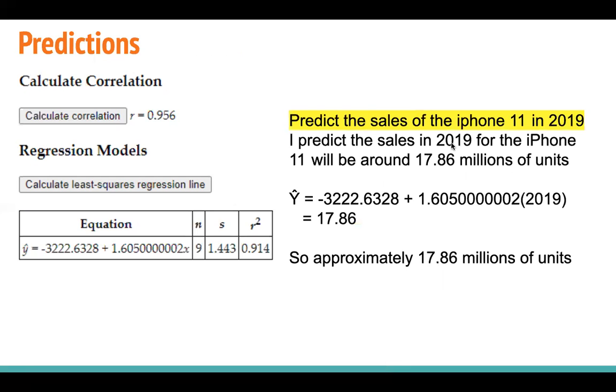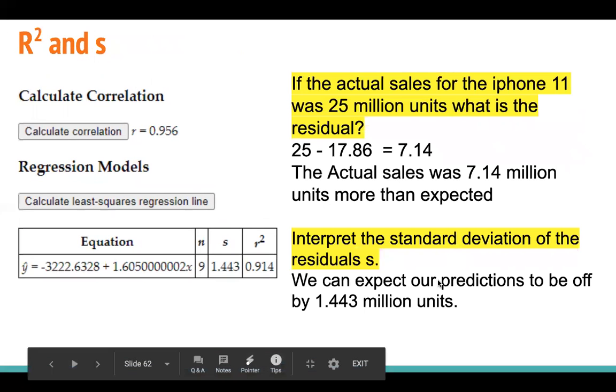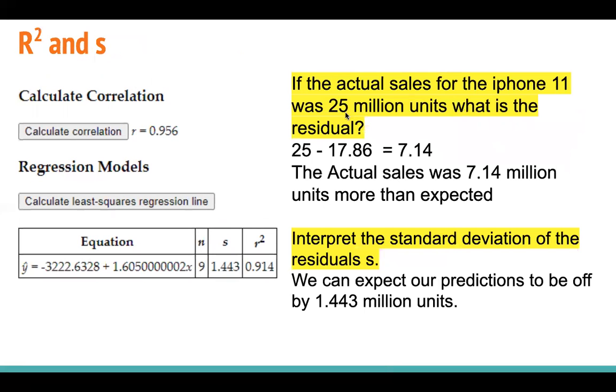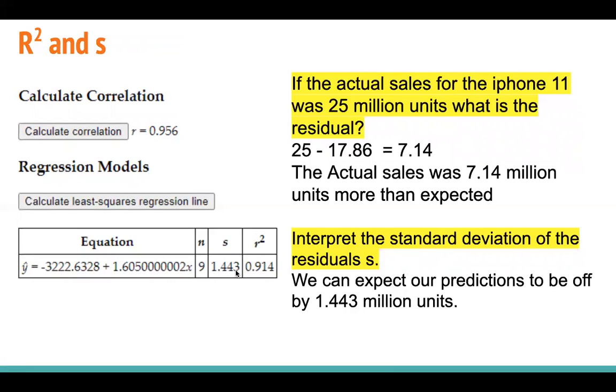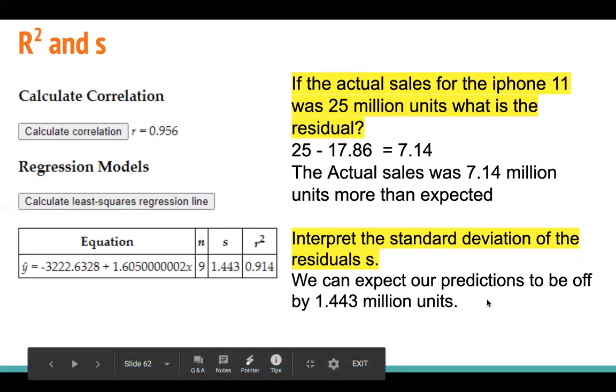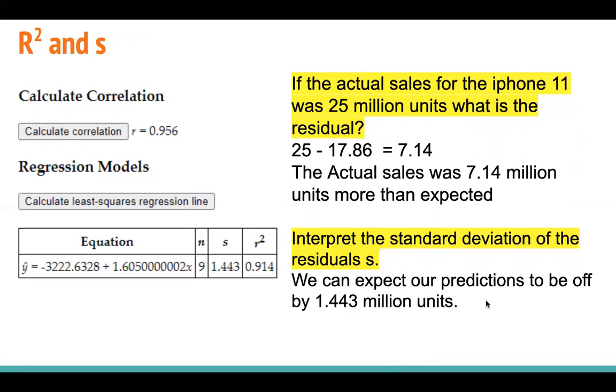I use this model to make a prediction for the 2019 sales. I plug in 2019 and get out 17.86, so the prediction is approximately 17.86 million units. If I then find out that the actual is 25 million units, and I subtract, I get a difference of 7.14. So the actual sales were 7.14 million units more than expected. The standard deviation S is 1.443, so we can expect our predictions to be off by about 1.443 million units.